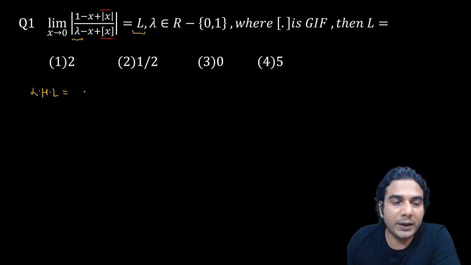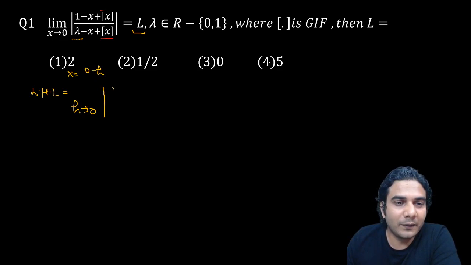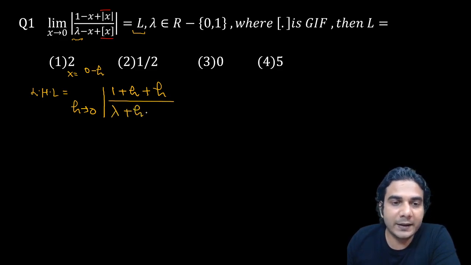So for the left hand limit, you need to put 0 minus h in this question, right? When x is equal to 0 minus h, with h approaching 0, this will be mod of 1. If you put minus h, it will be plus h because minus x is there, plus mod of minus h, which is h only, right? Divided by lambda, minus of minus h is again plus h, and greatest integer of minus h is minus 1. All right, so mod of this, greatest integer of minus h is minus 1.